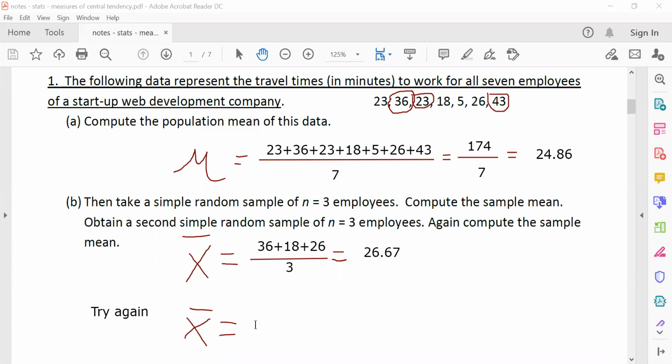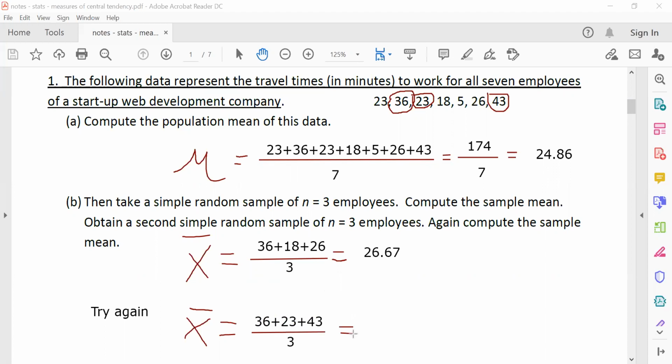All right. So we're going to do 36 plus 23 plus 43. This is a completely different sample now. This is a different sample from the population. There might have been some overlap, as we saw, but I used a new sample. Once again, we're just dividing by 3. And now you can do this computation at home. You're more than welcome to. I'm happy for you to.